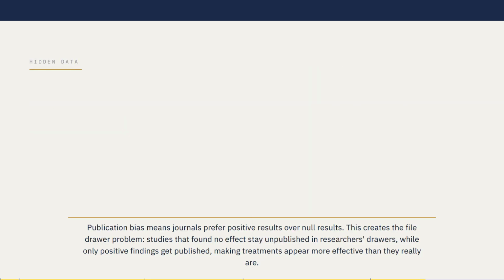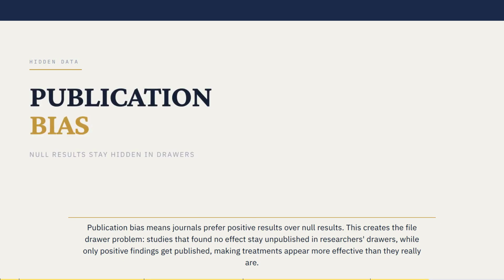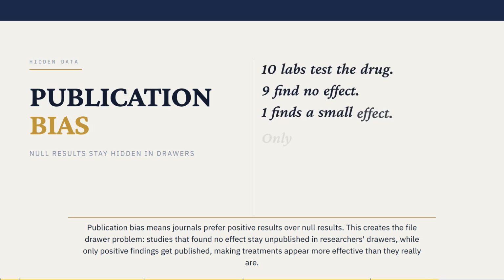Publication bias means journals prefer positive results over null results. This creates the file drawer problem. Studies that found no effect stay unpublished in researchers' drawers, while only positive findings get published, making treatments appear more effective than they really are.